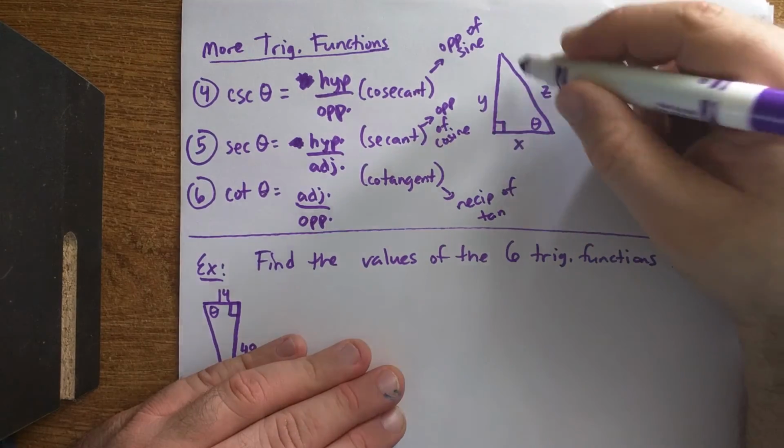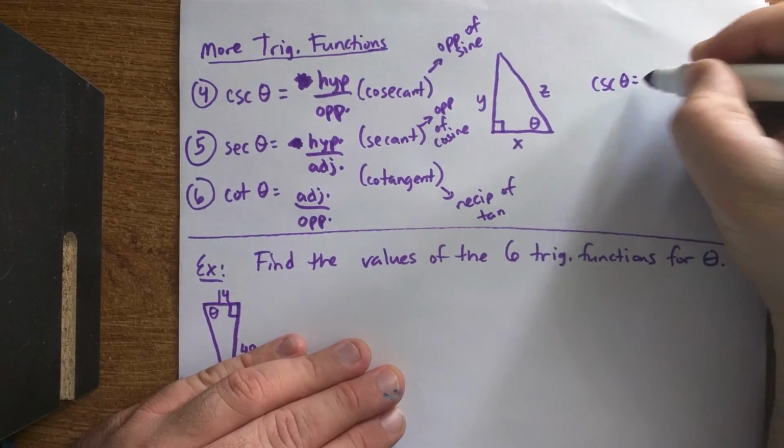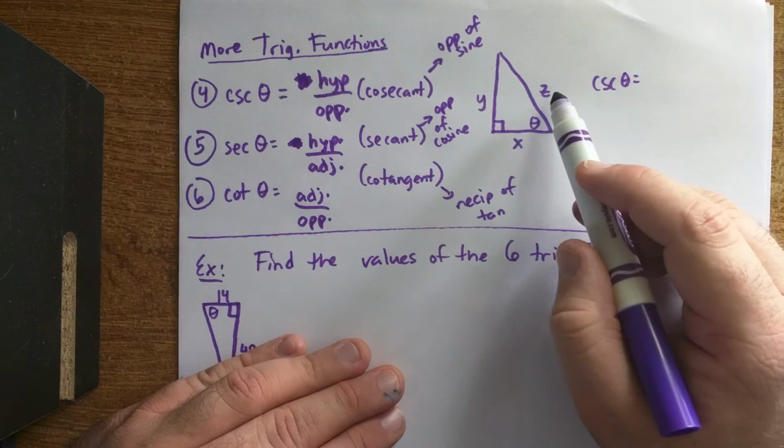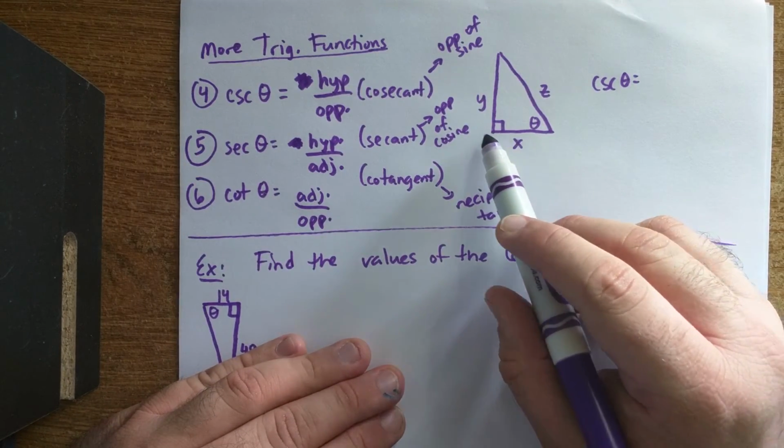So in this triangle right here, cosecant theta would be hypotenuse over opposite. That would be z over, what's our opposite? Y.